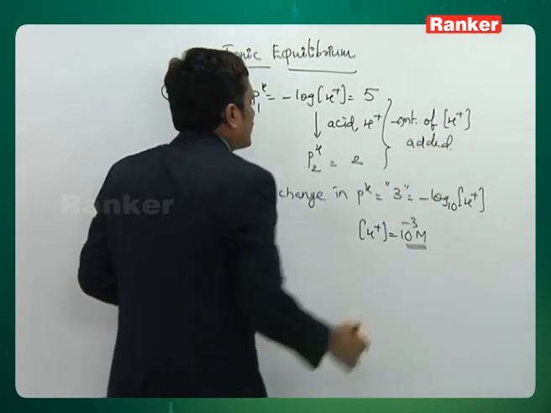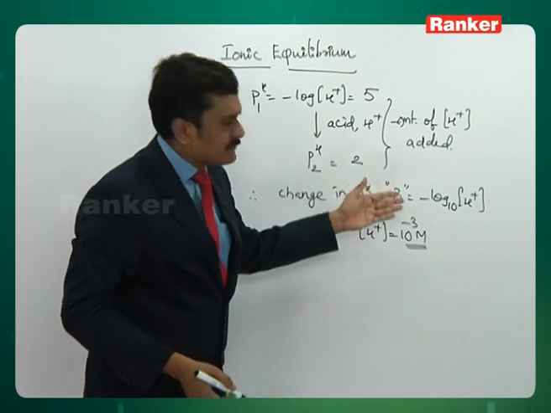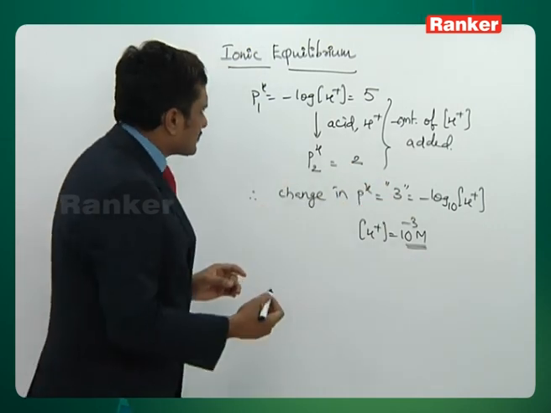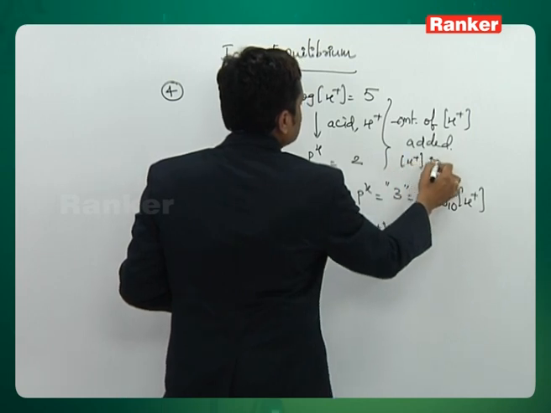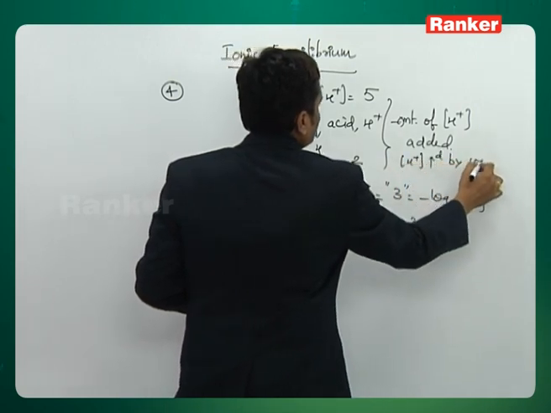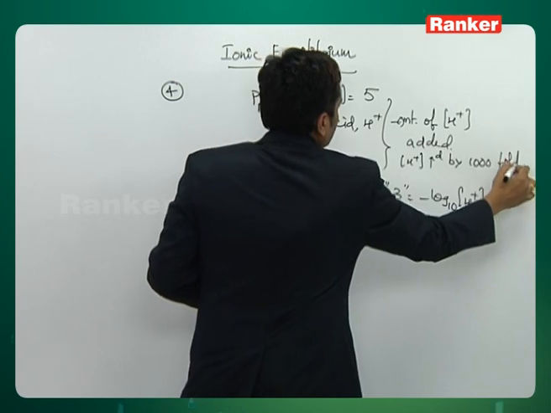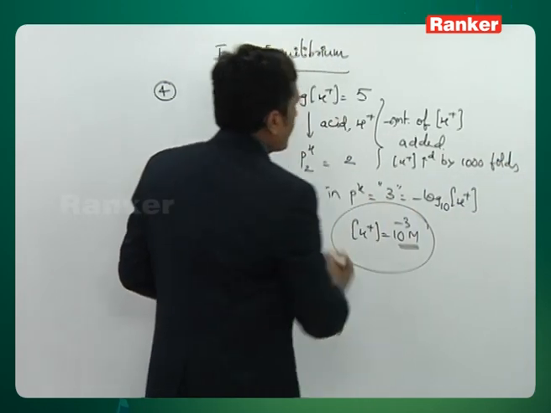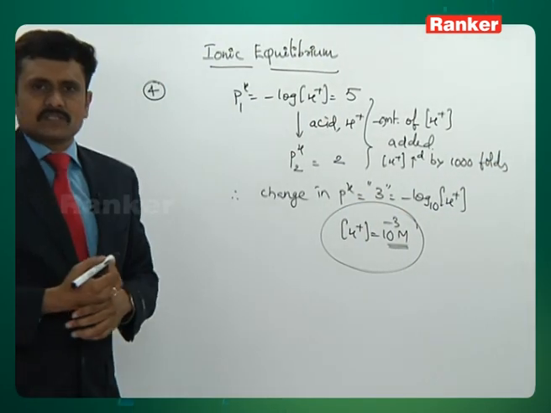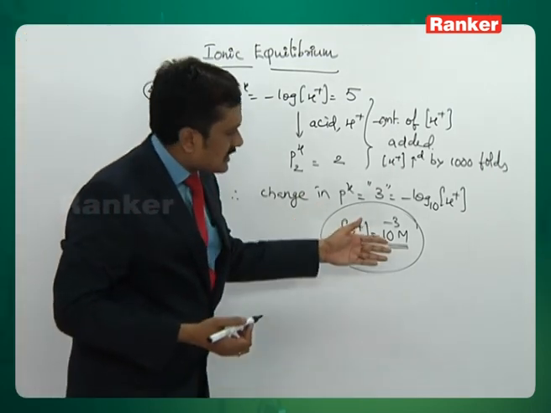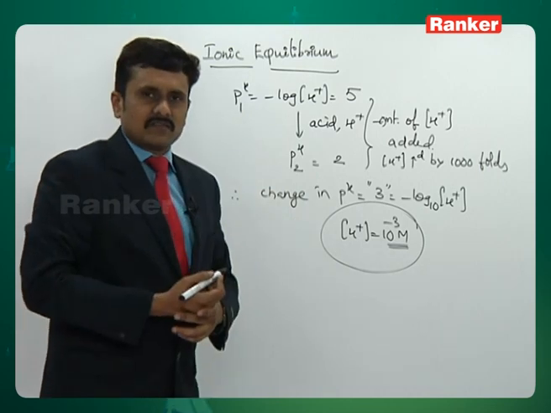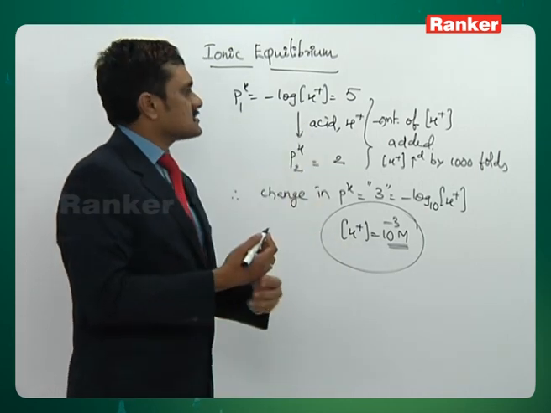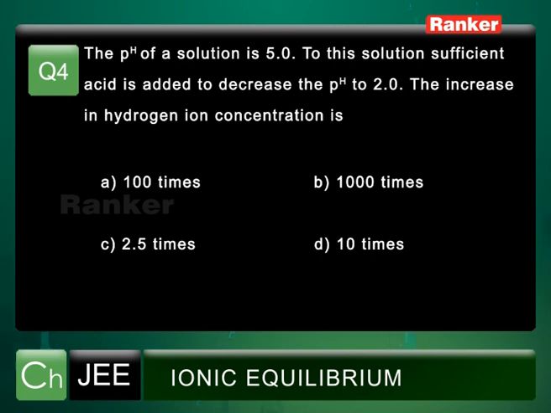Now you can see that since the difference is 3 folds, the concentration of H plus is increased by 1000 folds. You can see here the variation is 1 by 1000, or the concentration of H plus which is added is 1000 times the initial value. Then we can incur such a change in the pH value. So the right answer for this question is option B.